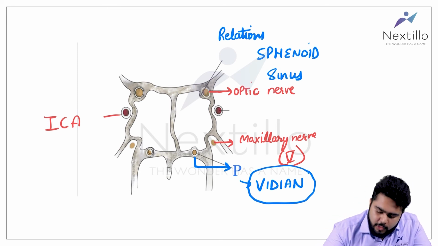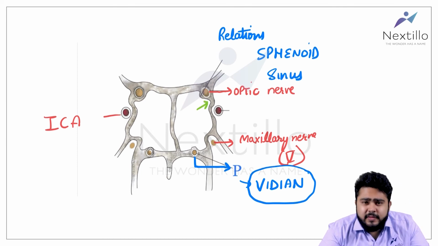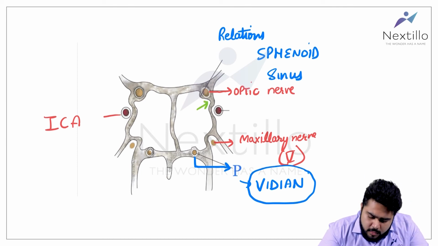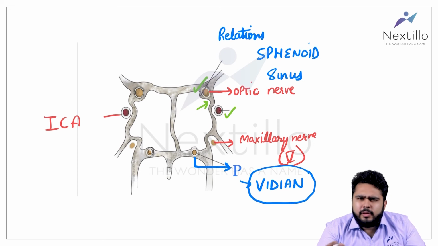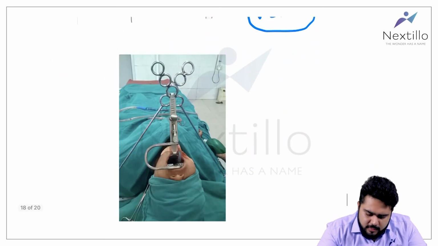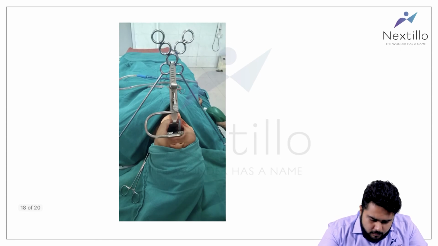One extra pointer I'll tell you over here. This recess over here is called the carotico-optic recess, and is of importance surgically when we are performing a surgery. Okay, so this image is done. Let's move to the next image. Now, what is this image?